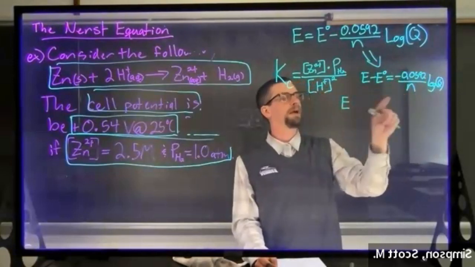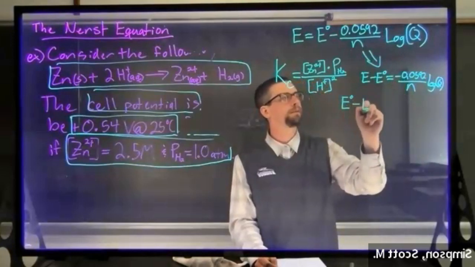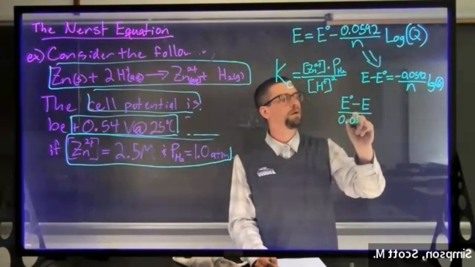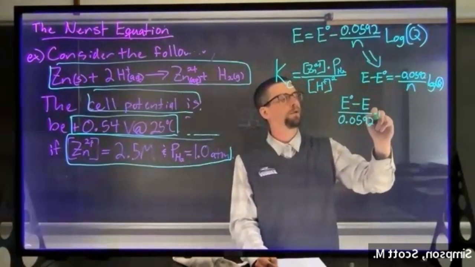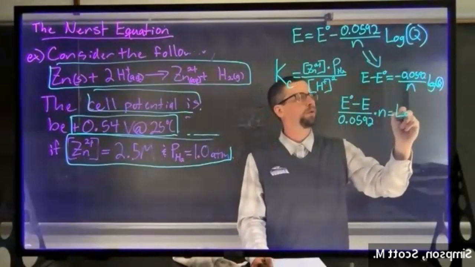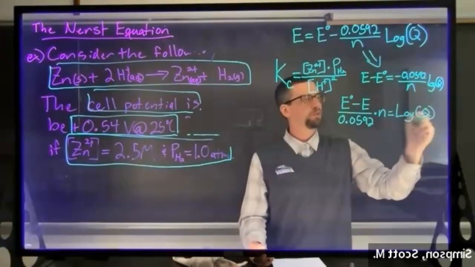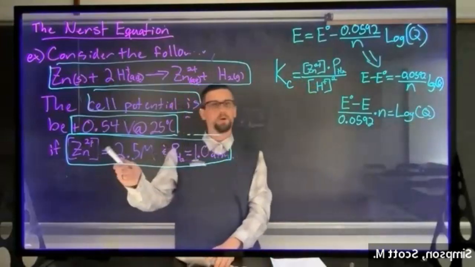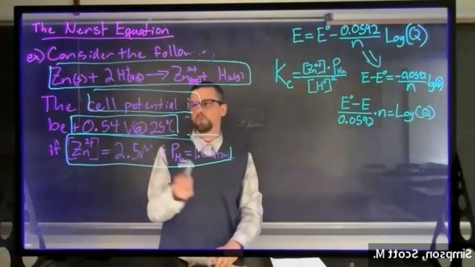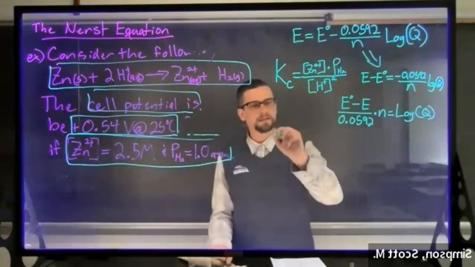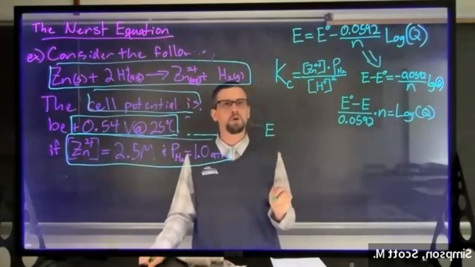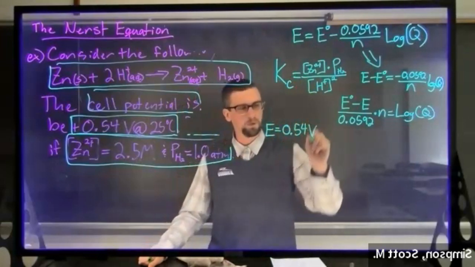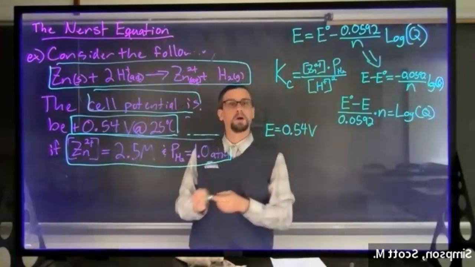What's going to happen is if we move that negative over, we can flip this. Divided by 0.0592, multiply that by n, and that's equal to our log of Q. And that's where we'll leave it for now until we solve this other question. Okay, so for Q, we're told that information, we'll utilize that later. We know that just being told that our E is equal to 0.54 volts. What we have to do now is figure out our E naught.